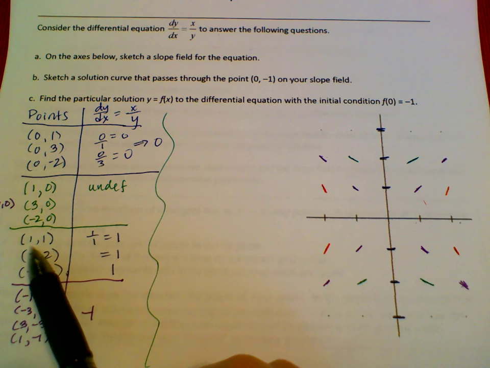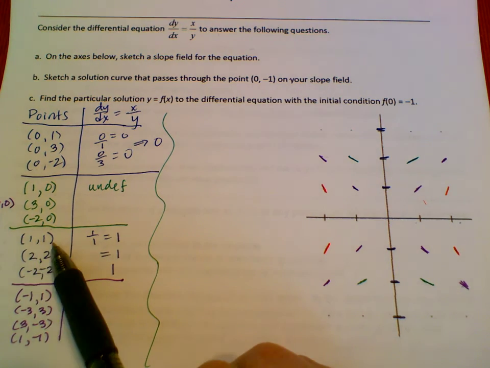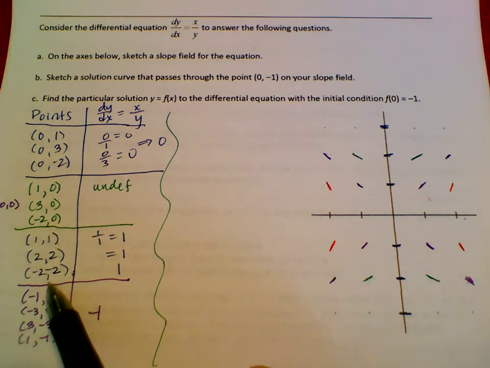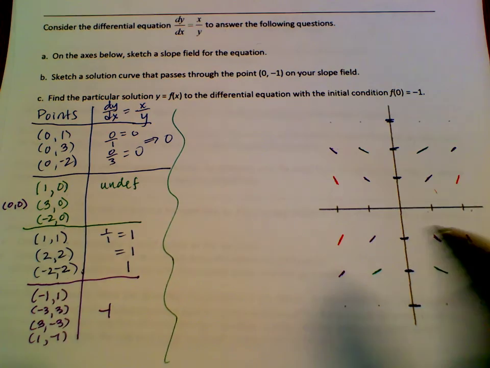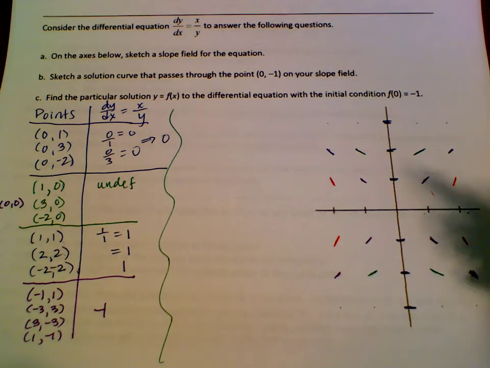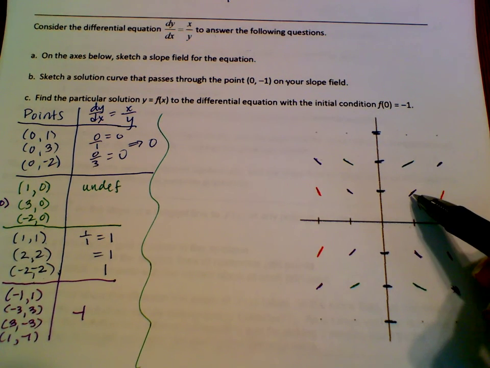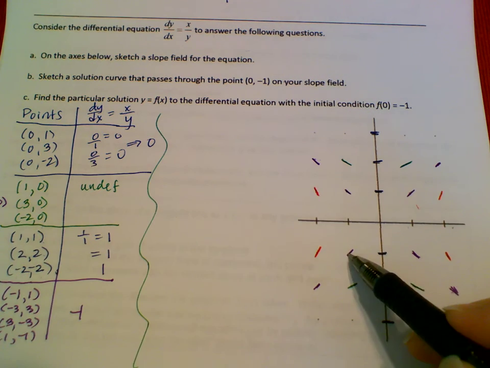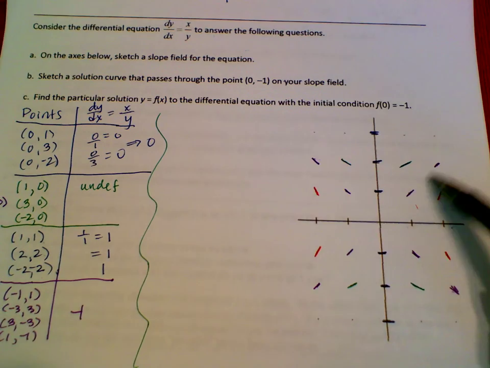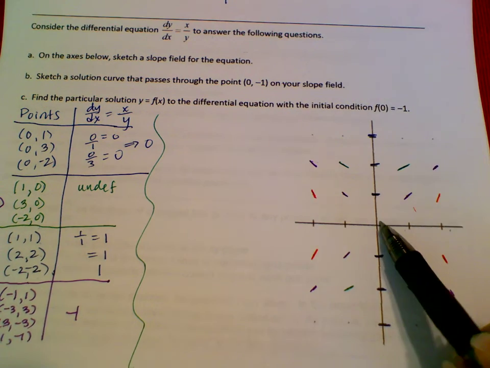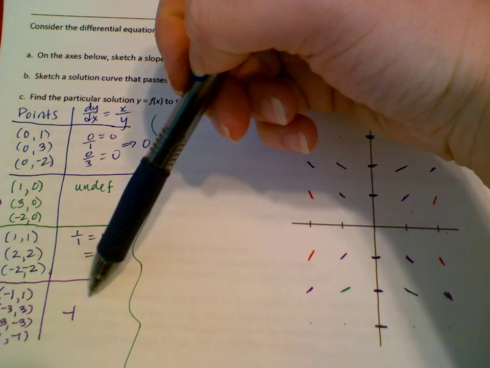Then I thought about, when is my slope 1? 1 comma 1, 2 comma 2, negative 2, negative 2. Those were identical, and I drew that slope in. So 1, 1, I drew it in purple here. So 1, 1, 2, 2, negative 1, negative 1, negative 2, negative 2. And that was on this line here, except at the origin because you can't divide by 0. And then I thought, when is it negative 1?